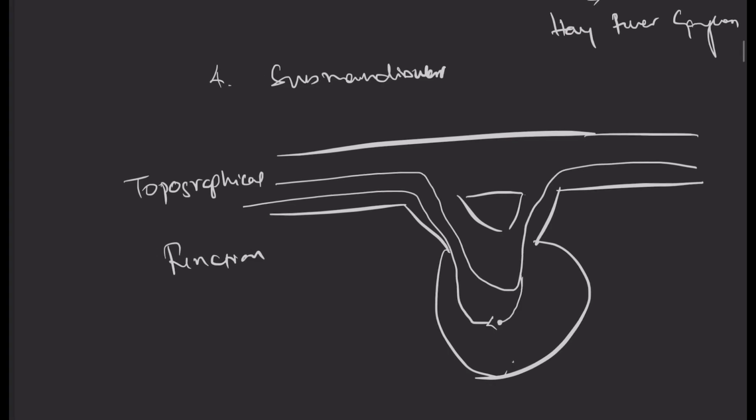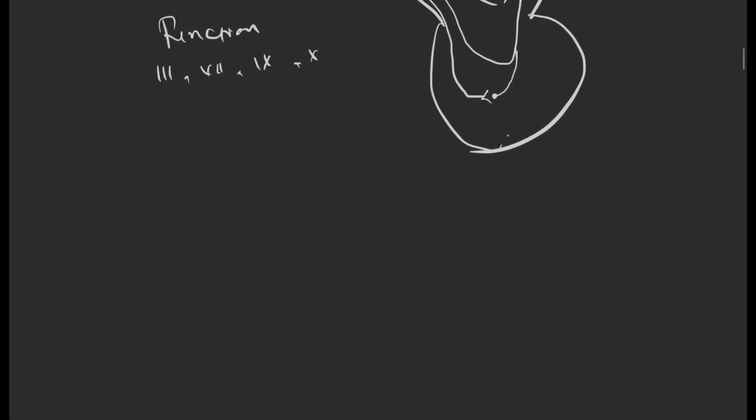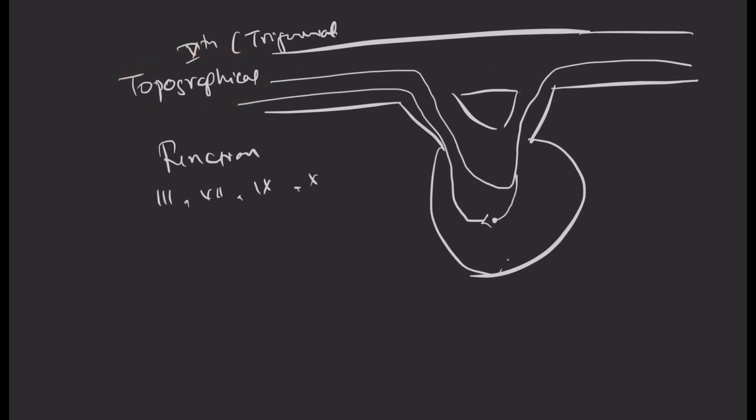The functional nerve is the parasympathetic nerve, that is the third, seventh, ninth and tenth cranial nerves, while the topographical nerve is always the fifth cranial nerve, the trigeminal nerve. The nerve which connects the ganglion topographically will also carry the postganglionic parasympathetic fiber. All the ganglia are topographically connected to what? The trigeminal nerve.